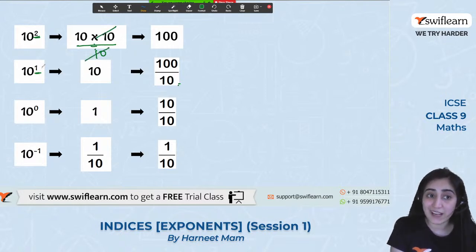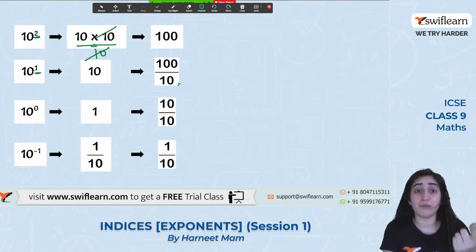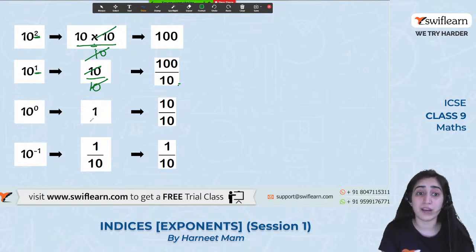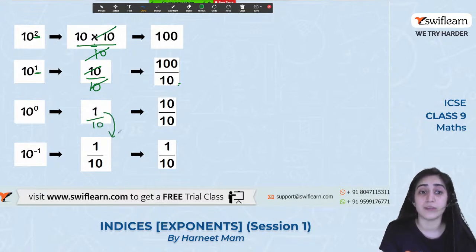जब मैंने उसको 1 value दोबारा less करी, right, power में से 1 में से एक और कम करा, 0 करा, तो I made it divide by 10 again. So what did I get? I get the value as 1. अब मैंने 0 minus 1 is -1, तो दोबारा एक कम करा. That's why I divided by 10 and I got this answer.